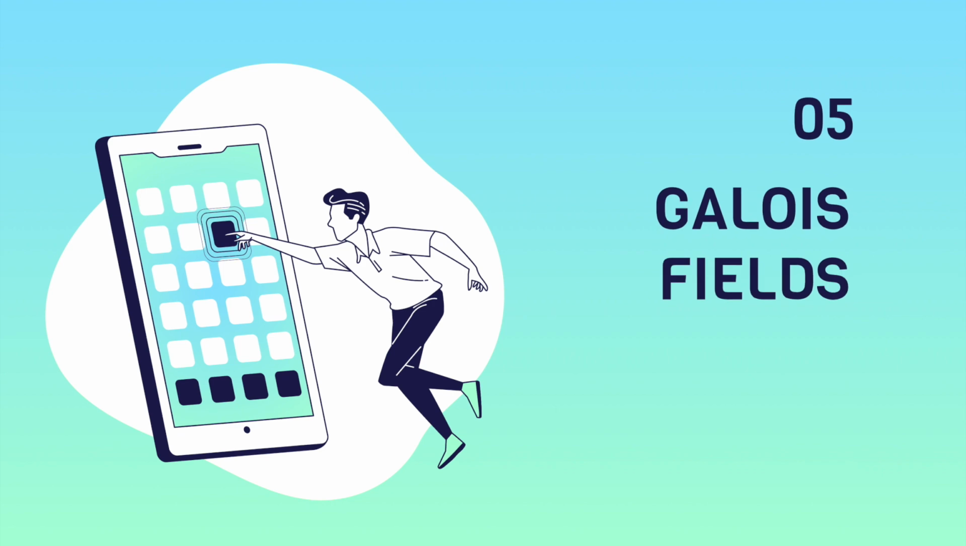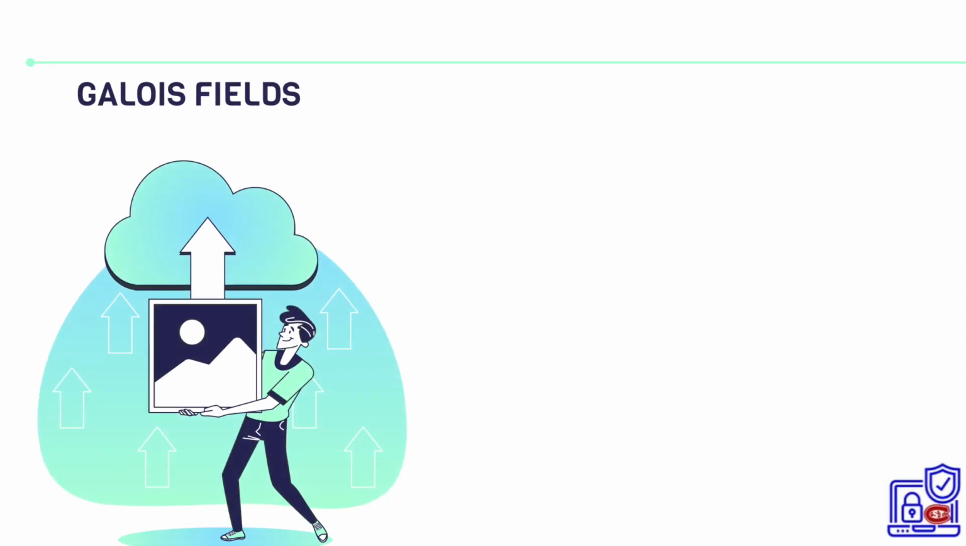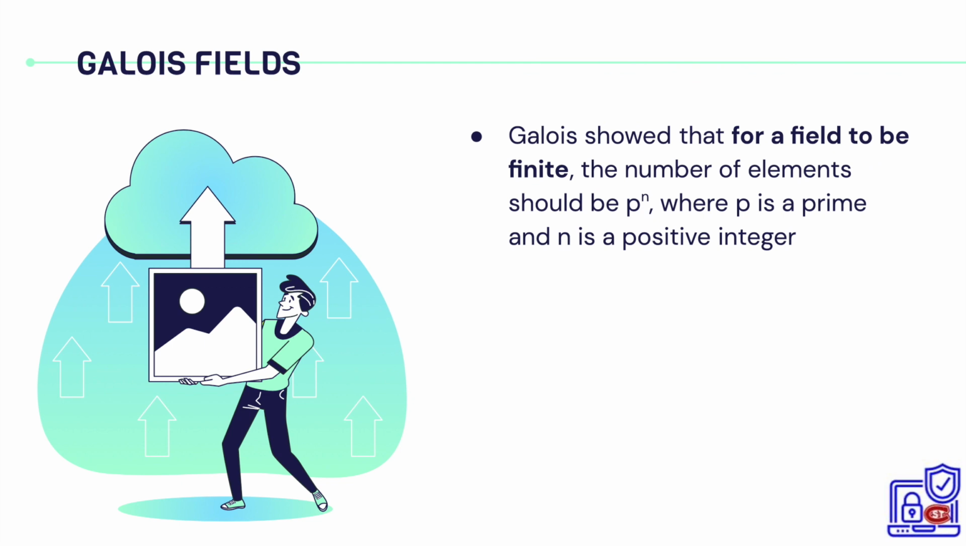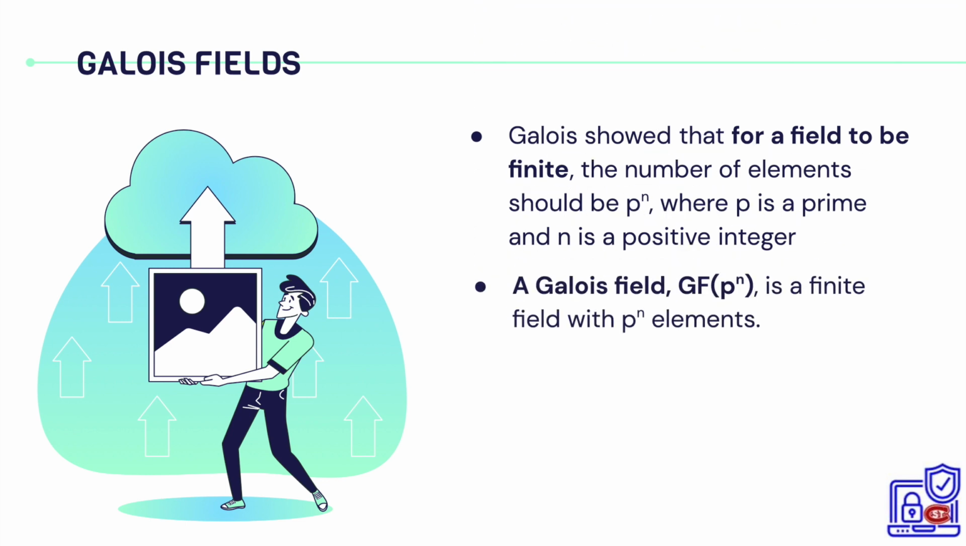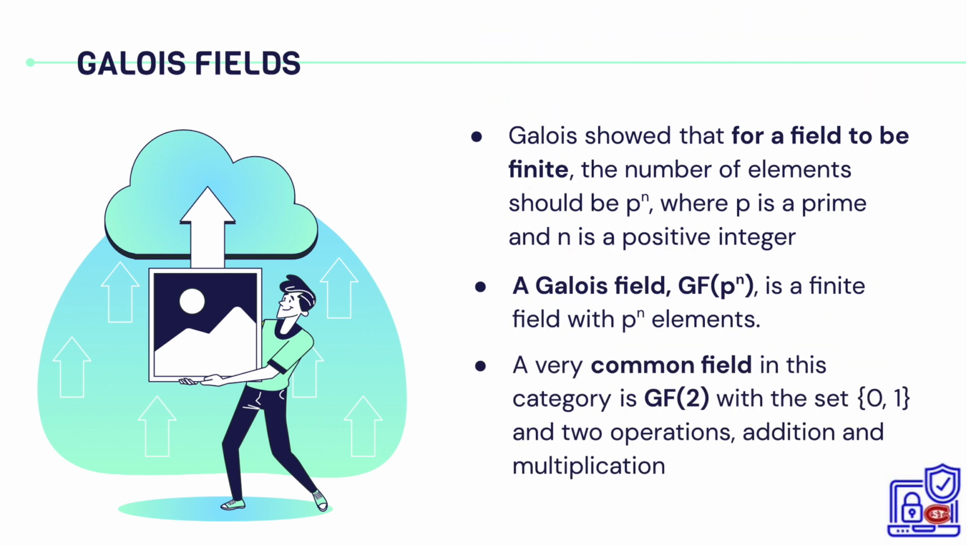In this section, we'll be discussing Galois fields. Galois showed that for a field to be finite, the number of elements should be p raised to the power n, where p is a prime and n is a positive integer. A Galois field, GF(p^n), is a finite field with p^n elements. A very common field in this category is GF(2) with the set 0 and 1, and 2 operations, addition and multiplication.